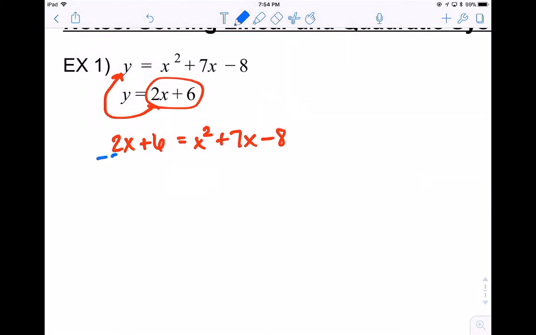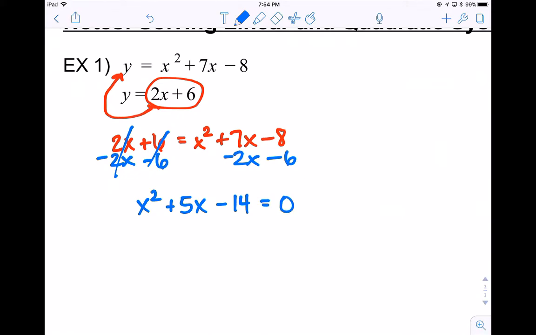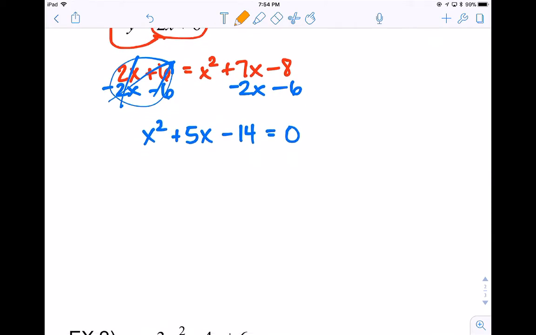So that means we'll subtract 2x over, and we'll subtract 6 over, so that we're left with x squared, and then 7 minus 2 gives us 5x, and negative 8 minus 6 gives us negative 14. That's going to equal 0 because everything on this side canceled out. Once everything's on the same side, now we're ready to use our quadratic solving steps.